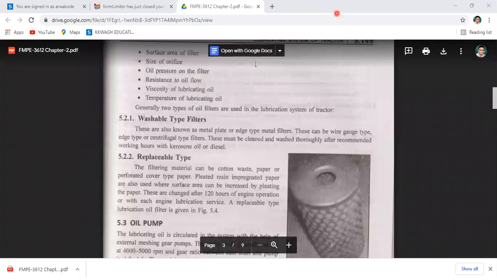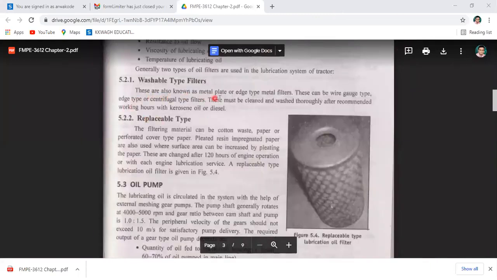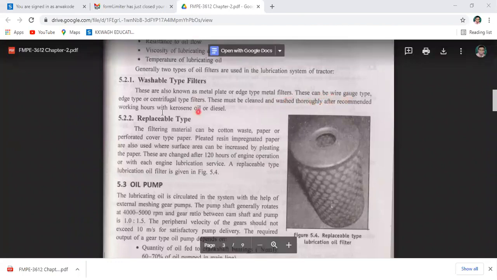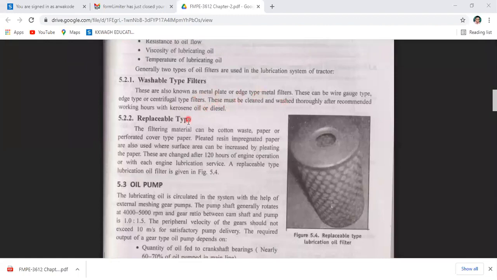Okay. Washable type oil filter and replaceable type oil filter. There are two types of oil filters. They are also known as metal plate or S type metal filters. This can be wire gauze type, S type or centrifugal type. It can be a washable type filter, and another is a replaceable type filter.